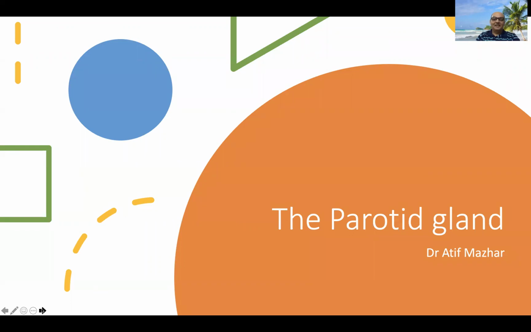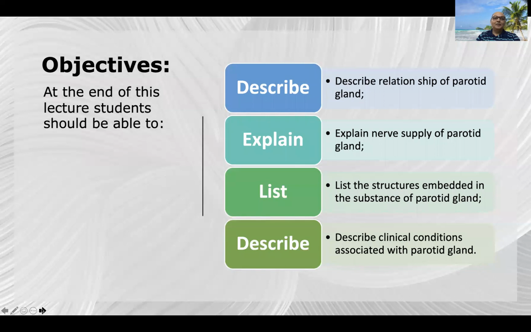So today we are learning the parotid gland. For learning this parotid gland, my objectives are here, and today we have to establish the structures which are closely related to this gland, its innervation and its different supplies, and when the gland has some disease processes, what kind of situations are there.